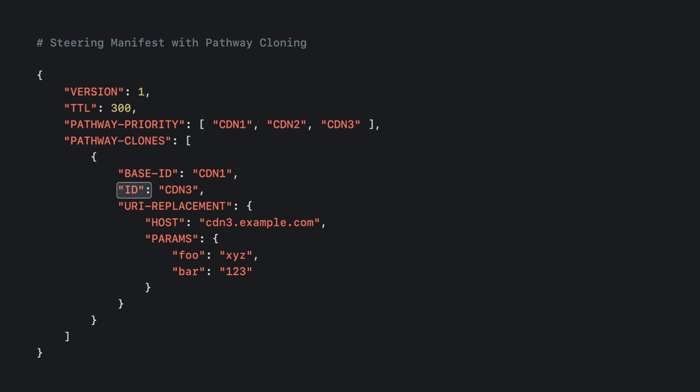Next, we have the URI replacement field with an object of URI replacement rules. In this example, we are using the host and query parameter replacement rules, which replace the host part and insert or replace query parameters of the streaming URIs respectively. In this case, we are replacing the host part to be cdn3.example.com and adding or setting query parameter foo with value xyz and query parameter bar with value 1, 2, 3.